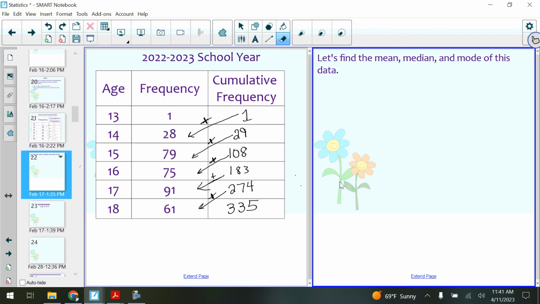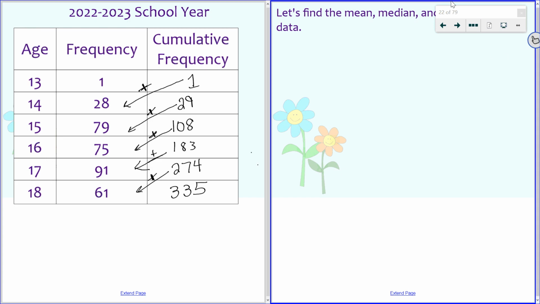So if we're going to find our mean, median, and mode, if we want to start with our easiest one, it is our mode. Our mode is our data point that occurs most frequently. So we can just simply look at our chart to find our mode, and we can see our mode is going to be our 15-year-olds. So 15 years old is our mode.